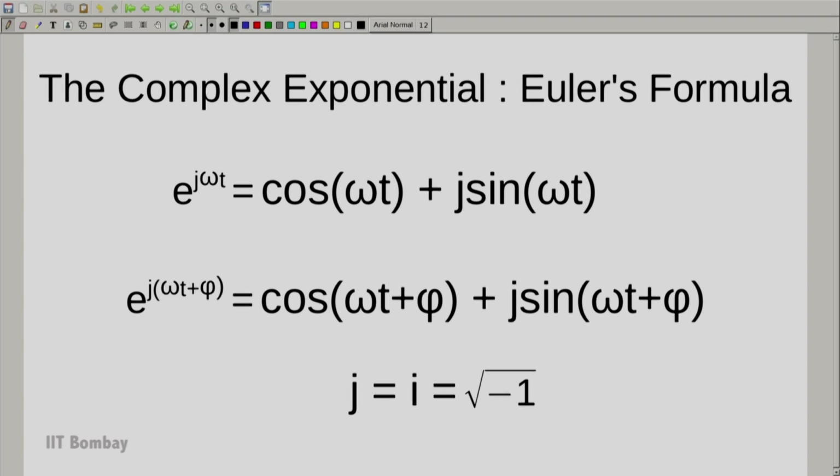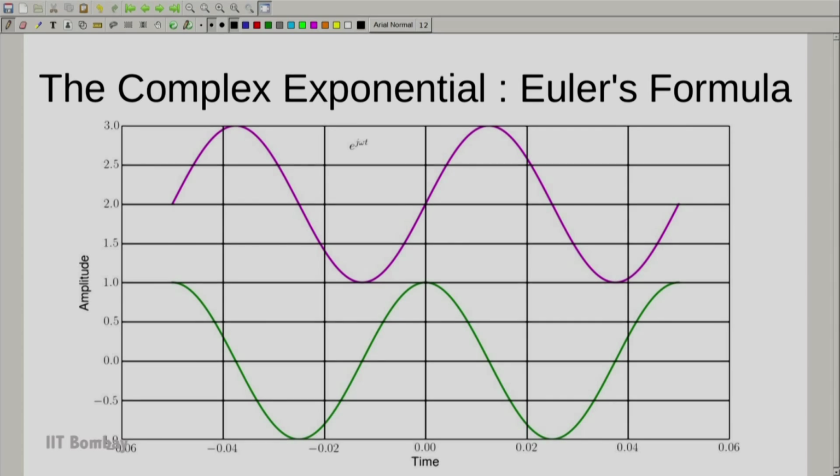And of course, we can add phase as well. So you can see in the second case, we put e raised to the power of j times omega t plus phi. And that looks like cos of omega t plus phi plus j times sine of omega t plus phi. Alright, so this is the complex exponential. We can of course plot each part, the real part and the imaginary part. So the imaginary part is on top and the real part is at the bottom. Right, so we have the complex exponential.